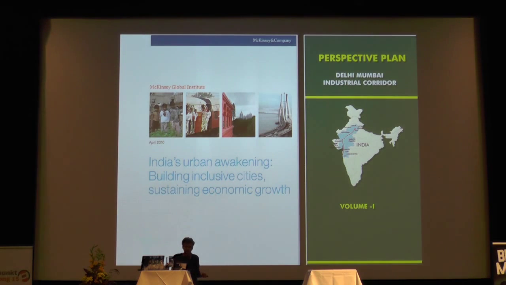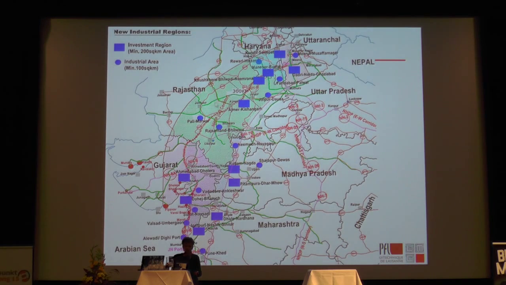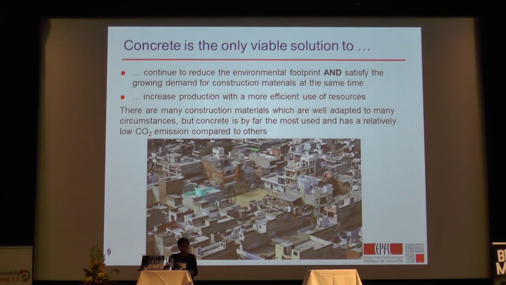Here's an example for India, that India wants now to really develop this corridor between Delhi and Mumbai. These blue dots are all the new cities they intend to build. And the only way you're going to be able to build these new cities, of course, is by using a lot of concrete. So I really want to emphasize at the outset that we shouldn't be negative about concrete. It's really the only viable solution and we want to continue to reduce the environmental impact, but we have to be able to satisfy the growing demand for construction materials.